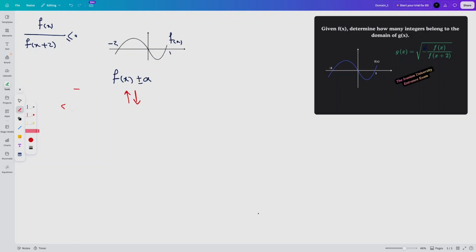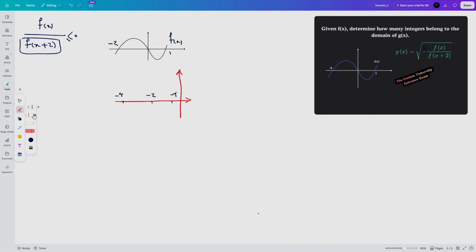That's all you need to know to solve this problem, because what we need here is to find out what f of x plus 2 looks like. So now let's try to derive f of x plus 2. It's going to be like this. 1 is going to be minus 1 because we are shifting 2 units to the left. And remember, it's going to the left because this is positive, x plus 2. So 0 is going to be minus 2, and minus 2 is going to be minus 4.